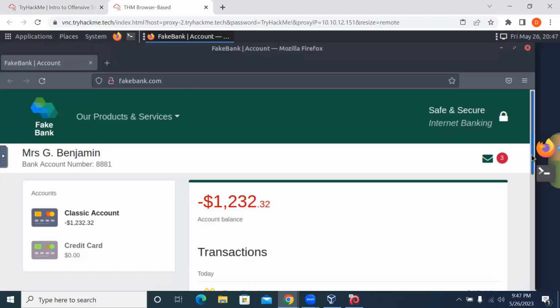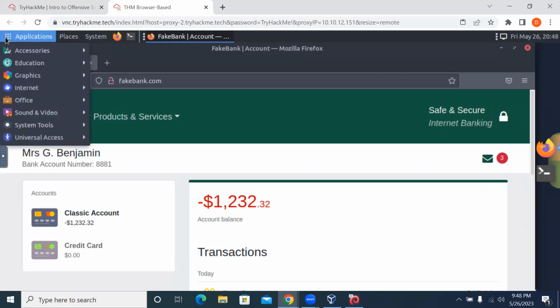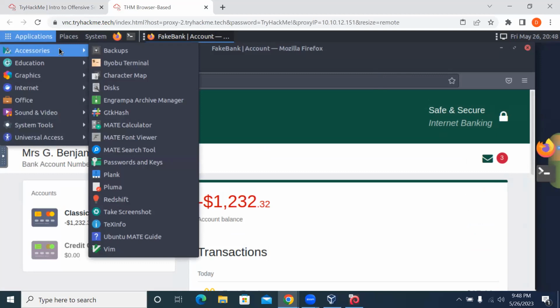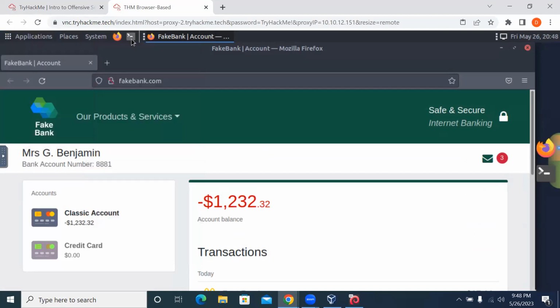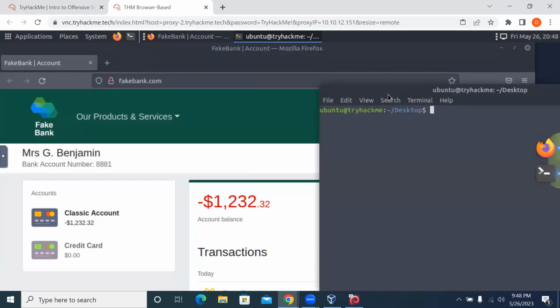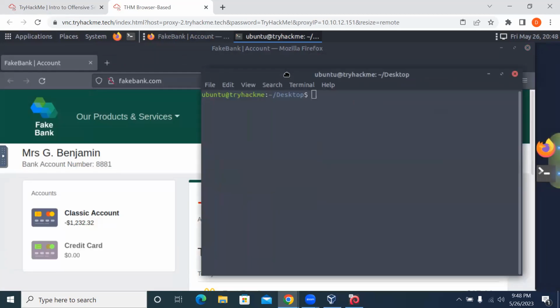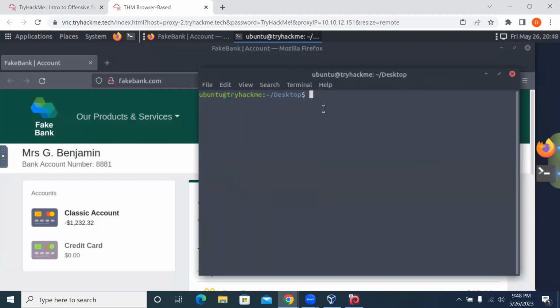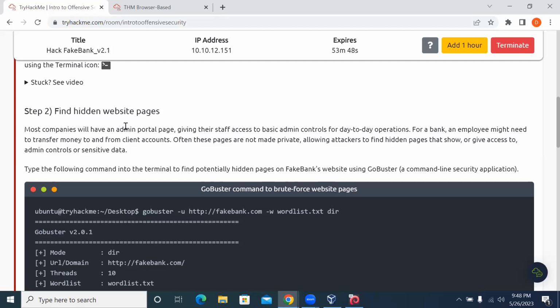So let's see. This is the website. So let's go ahead and open the command line interface, which is this. Let's just open it from here. I believe by now everybody knows what I am doing when we are playing around with Kali Linux, right? So this is what they say we should do, open a command line interface. So you go through the steps.